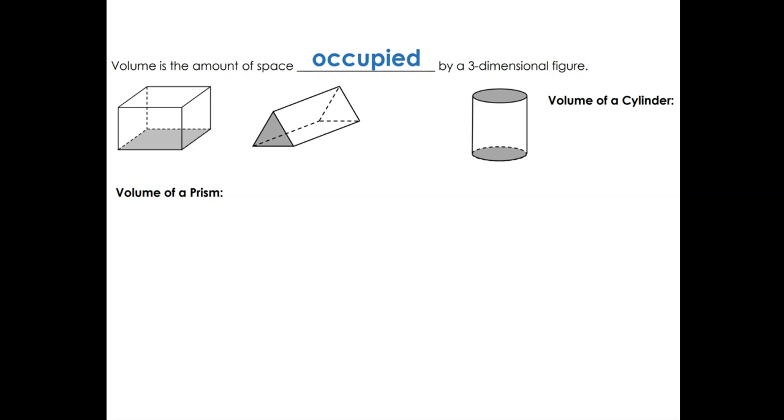So we're going to start with the two formulas. So prisms and cylinders. I have two prisms here, rectangular prism and triangular prism. Then I have the cylinder over here. So both of the formulas are going to be the same. Volume equals big B times H. So go ahead and write those. Volume equals big B times H.